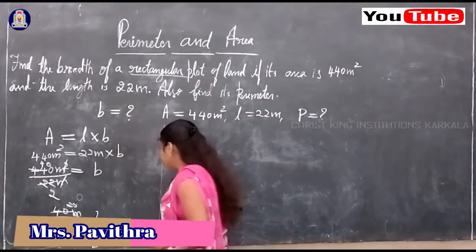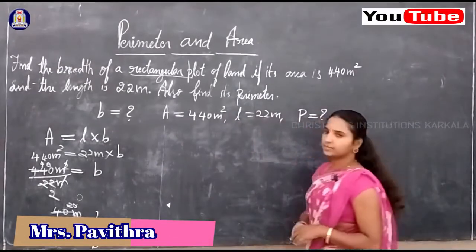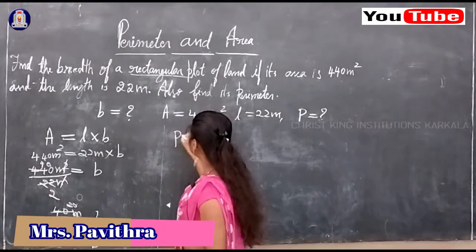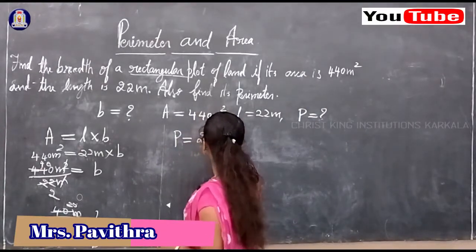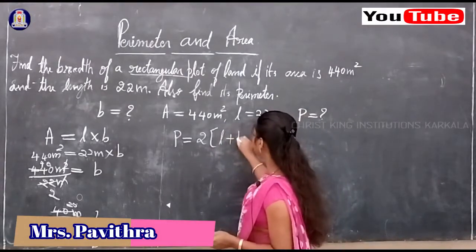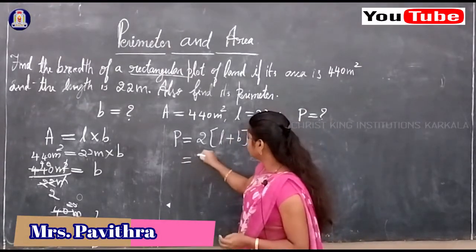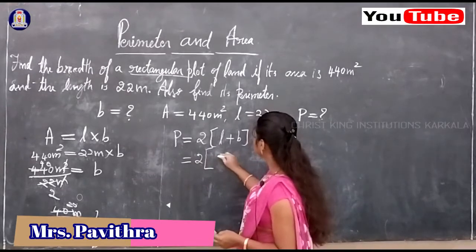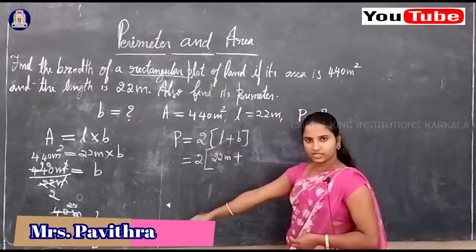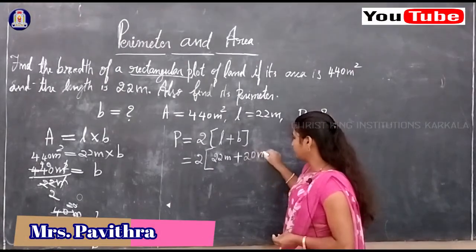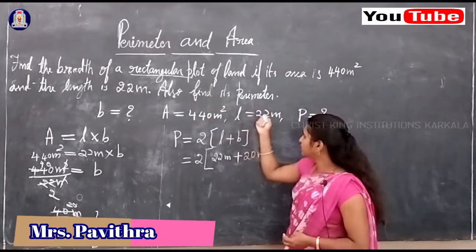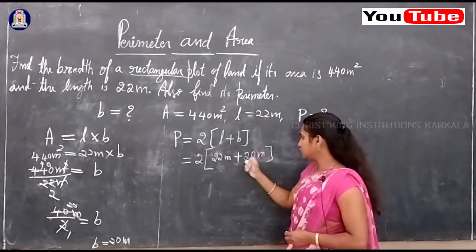So now you have to find what is the perimeter of the rectangular plot. Okay, so how to find the perimeter of a rectangular plot? That is by using the formula. So P is equal to 2 into length plus breadth. So 2 into length, 22 meter, plus breadth, we got already 20 meter. Substitute here. So just in place of L and B you have to write the values. Length is given 22 meter, breadth is 20 meter.